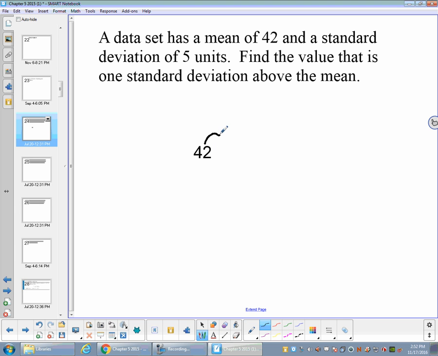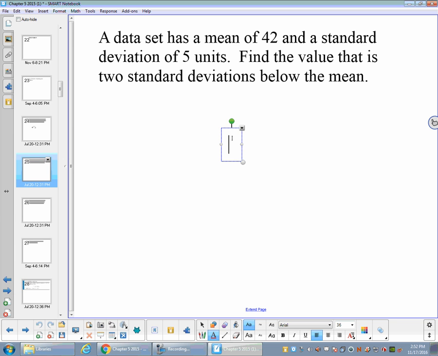So if I have 42, one standard deviation up, it's going to be 5 more than that, so I get 47. Now if I have 42, if I want to find two standard deviations below the mean, I go back 1, 2, and that gets us down to 5 plus 5 is 10, so that gets me down to 32.